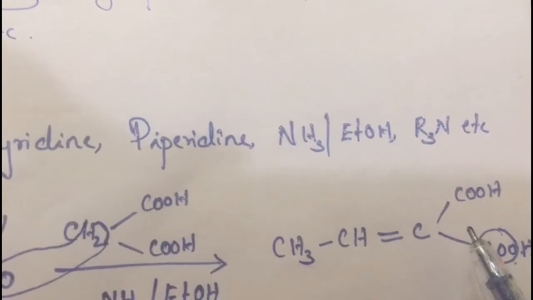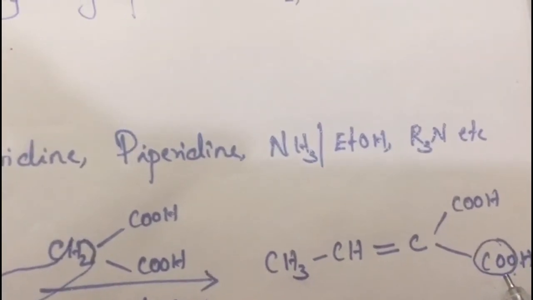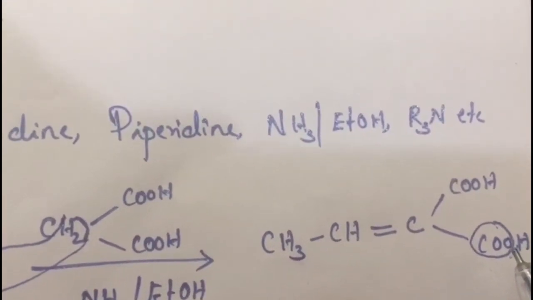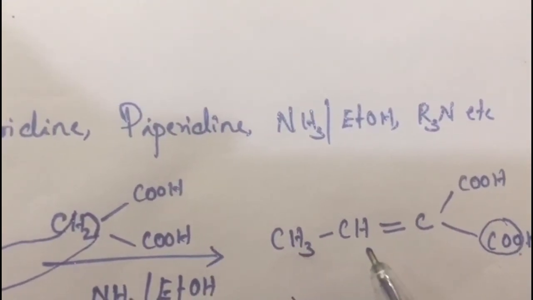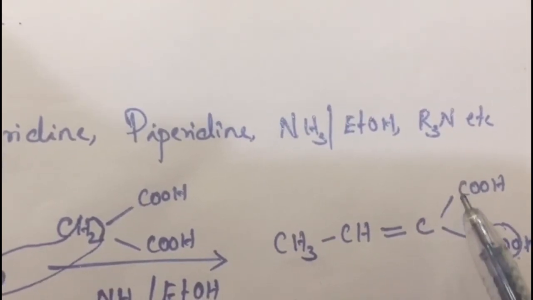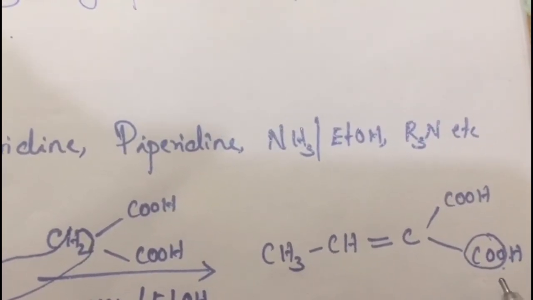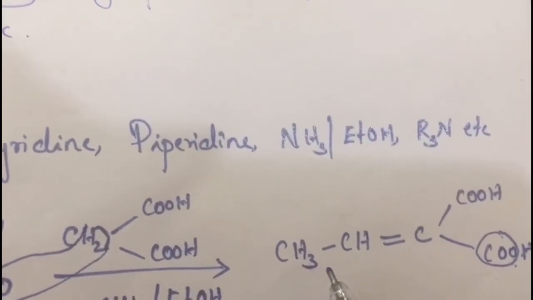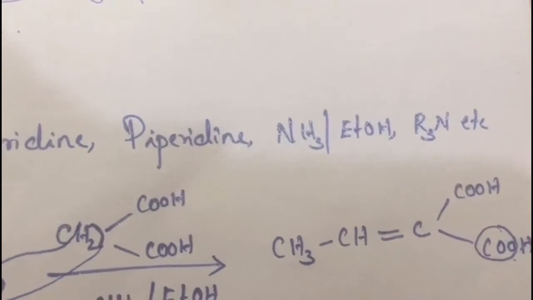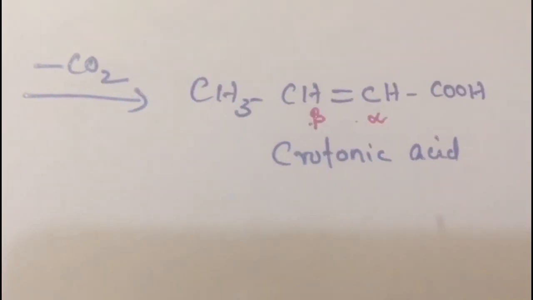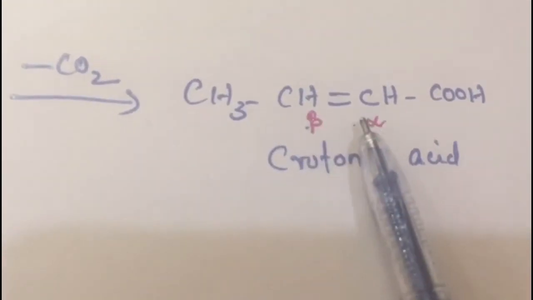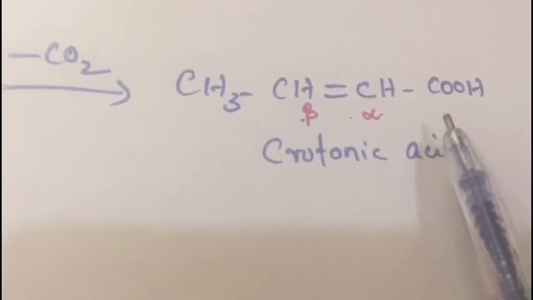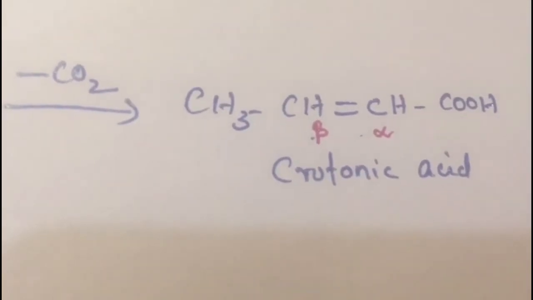Here there is no need of hydrolysis, as this is a dicarboxylic acid. If it is an ester, you have to hydrolyze first, then decarboxylation. So this compound is an alpha beta unsaturated dicarboxylic acid. So here we can do decarboxylation directly. So the product formed is CH3CH=CH COOH, that is an alpha beta unsaturated acid. It is also known as crotonic acid.